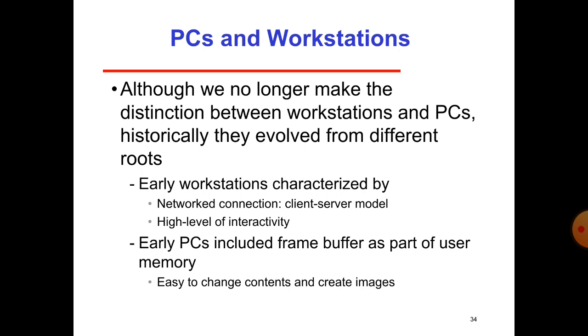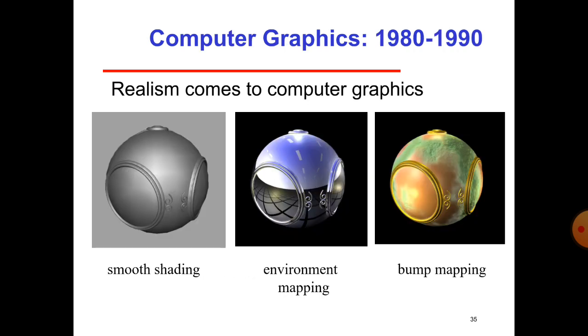PCs and workstations. Although we no longer make the distinction between workstations and PCs, historically they evolved from different roots. Early workstations characterized by networked connection, client-server model, high level of interactivity. Early PCs included the frame buffer as part of user memory. Easy to change contents and create images. Computer graphics, 1980 and 1990. Realism comes to computer graphics: smooth shading, environment mapping, bump mapping.